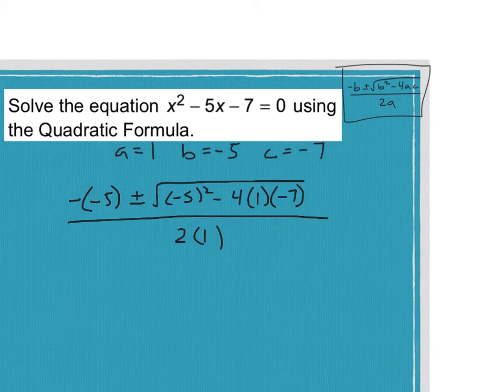This isn't even hard. You're just plugging it in. So the hardest part is memorizing the formula. And then after that, it's easy. You just have to plug it in, and we solve it.